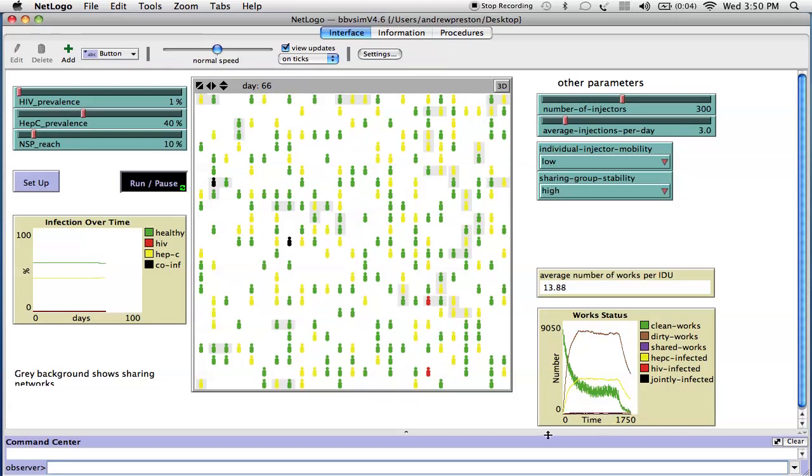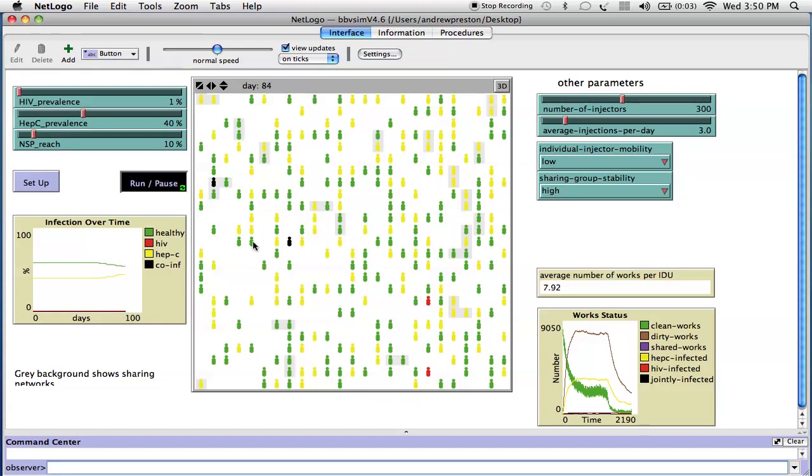And what's going to be happening in the model now is that far more often injectors are going to find themselves in a situation where they want or need to inject and they don't have a clean syringe of their own. And straight away you can see here that the number who have hepatitis C is going to increase. Now, interestingly, what you'd expect is that the number of HIV is going to remain low, and the reason for that is that there's so many people with hepatitis C.